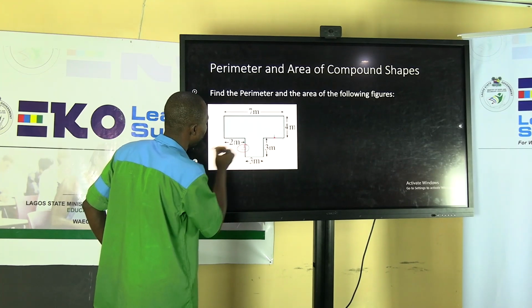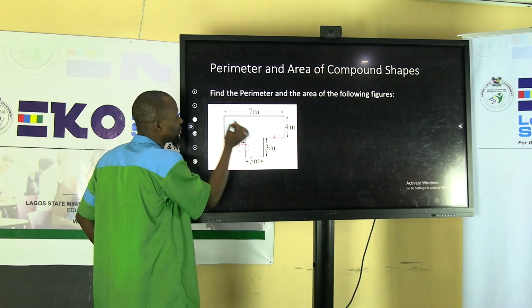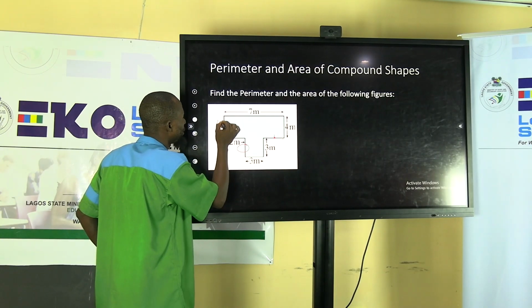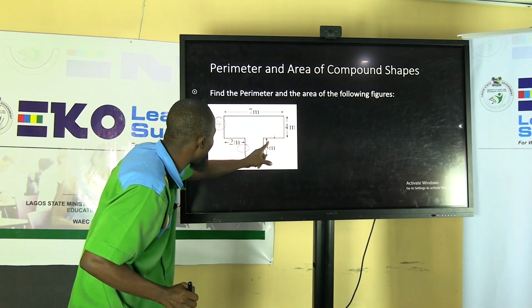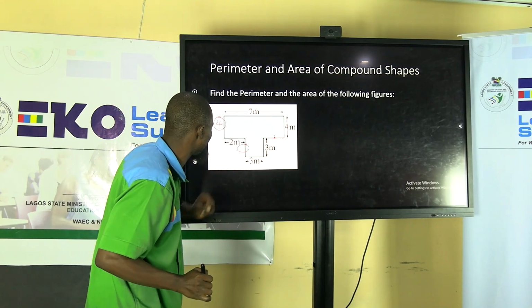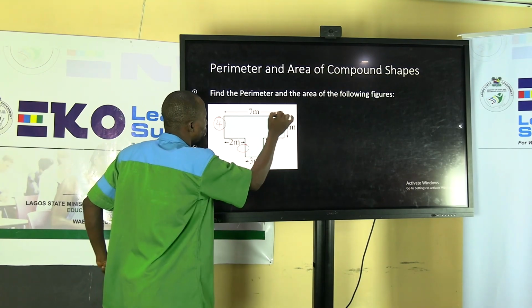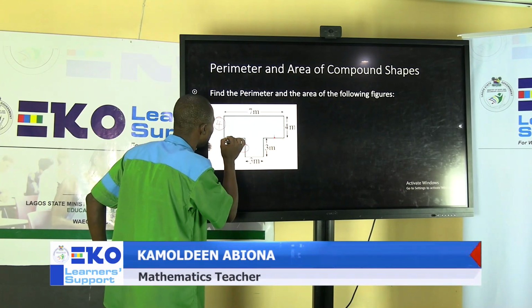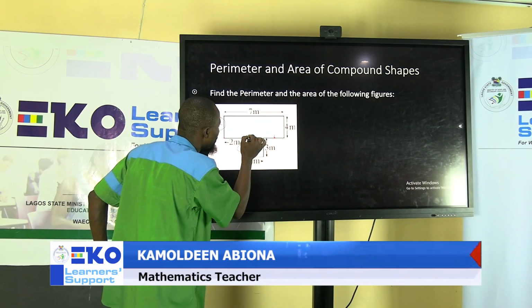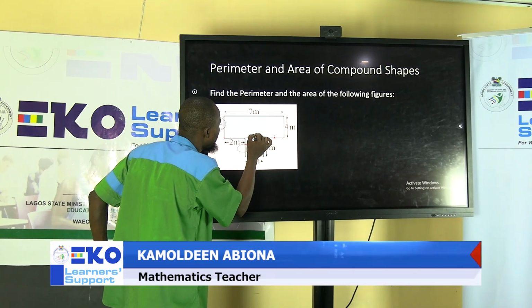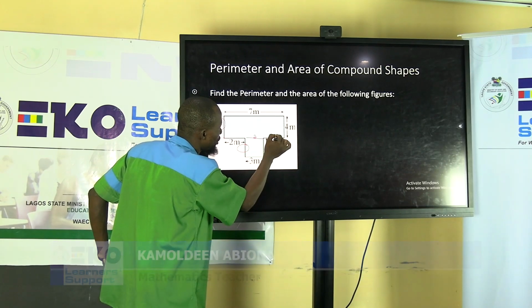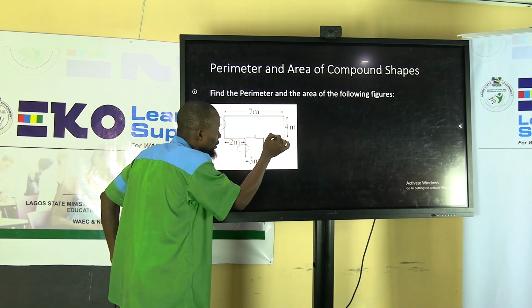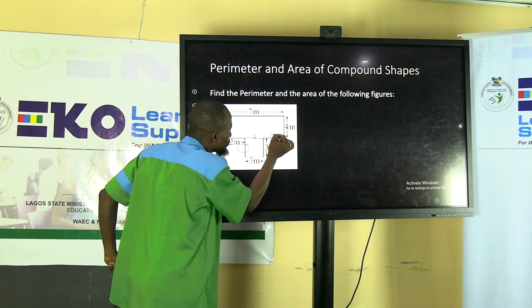This is 3. This is 2. This is 4. Okay, so it's only one side that we have not known. But the whole, this is 7 meters, which means everything here too must be 7. So if this is 2, this is 3. From here to here is 3, making 5. It means the remaining 2 is here. So this is 2 meters.